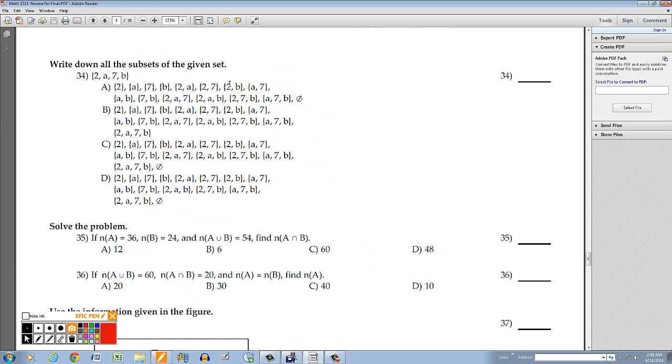Write down all the subsets of the given set. All the subsets should include the set itself, the empty set, and all the different combinations of one element taken from these, then 2 elements, then 3 elements, and 4. I remind you that if you have n elements, there should be 2 to the n subsets. In this case, n is 4, so your answer should have 2 to the 4th subsets, which is 16. Make sure that you have the set itself, and the empty set is always a subset of it. You should be able to figure out that the answer to that one is C.